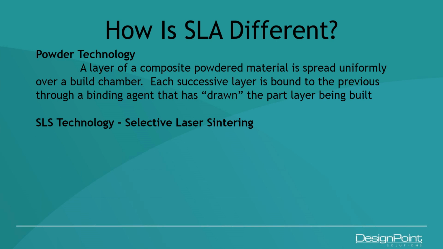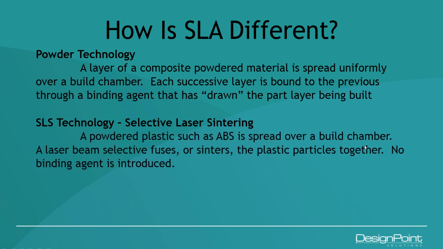Powder technology has been around for a long time, at least 20-25 years, and it's being used in other technologies. The latest technology is known as SLS, selective laser sintering, and this is using the same notion of a powdered medium, but in this case, instead of it being a gypsum powder or something like that, it's actually a plastic powder like ABS or nylon, and it's spread over the build chamber.